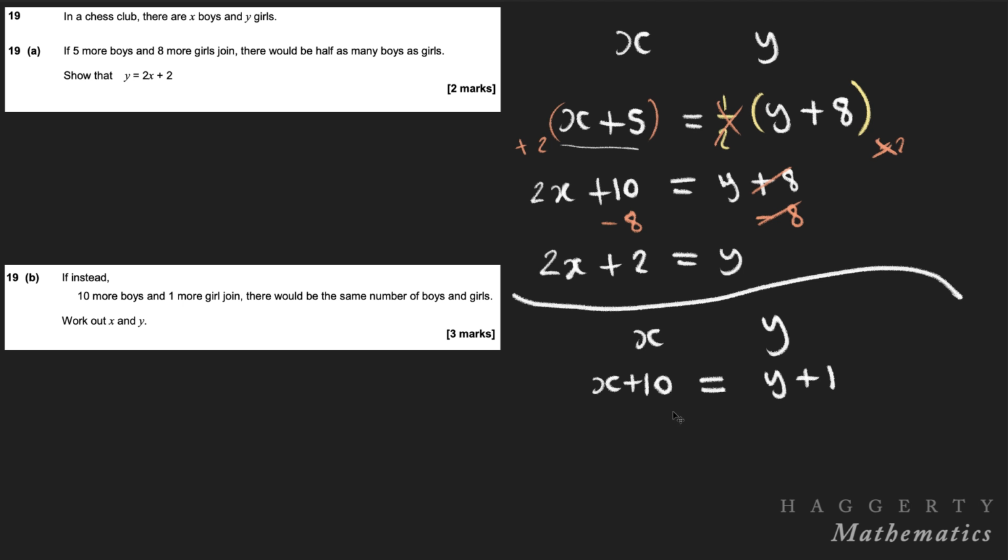And then we can rearrange this for the Y. So if you minus 1 from here, minus 1 from here, it's going to cancel the 1 there. And you get X plus 9, and that equals the Y. So Y equals X plus 9.